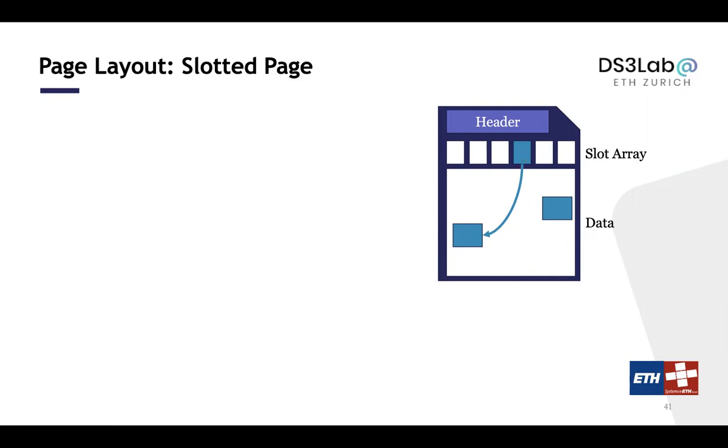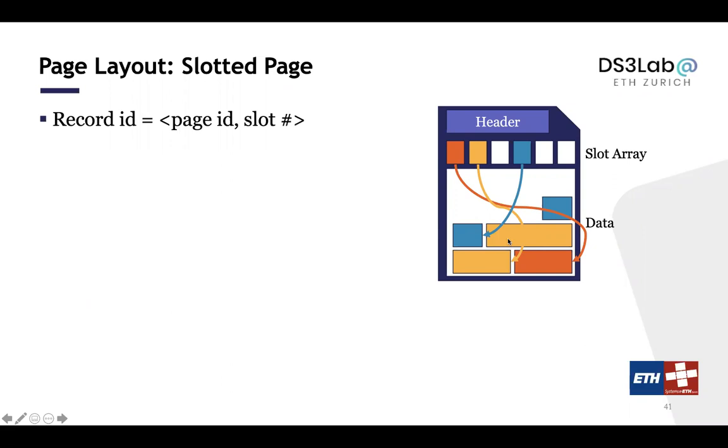So whenever, for example, I want to insert a new tuple, I can fill in this slot. I say, okay, now I insert a new tuple, the beginning is here. And then I follow the pointer, I fill in the record, and that's it. If I want to insert another tuple, I can fill in the slot and also the data part like this. I can keep doing this.